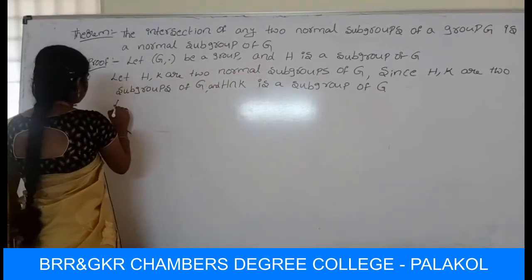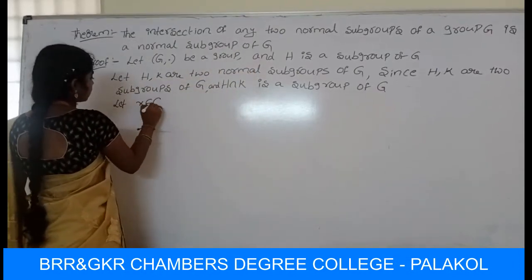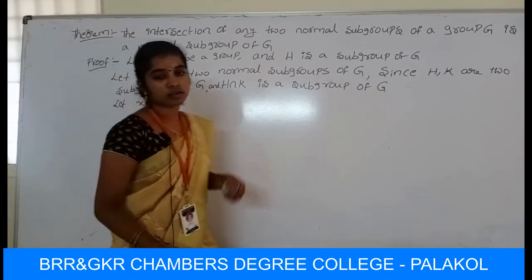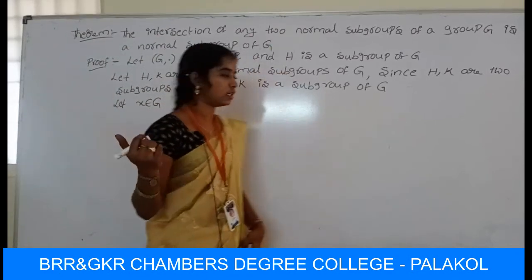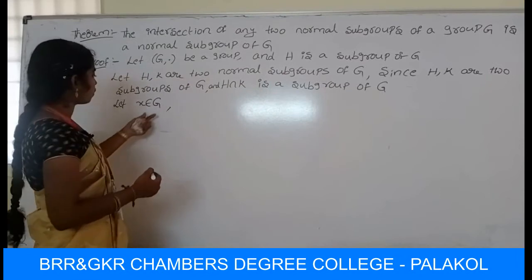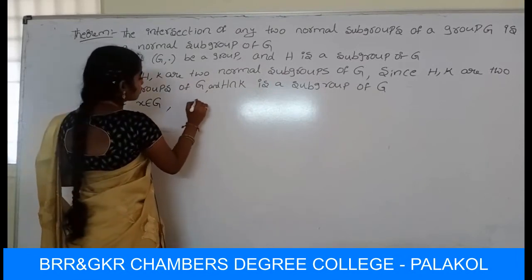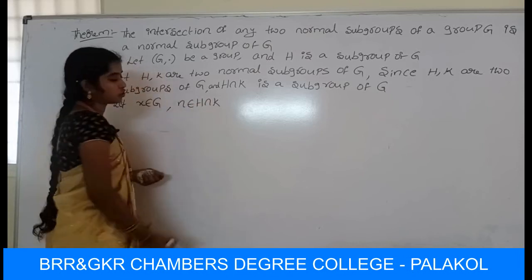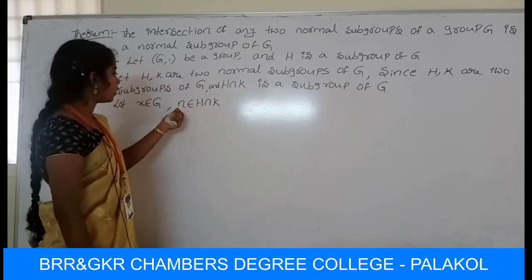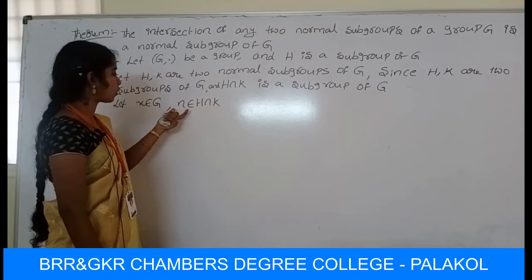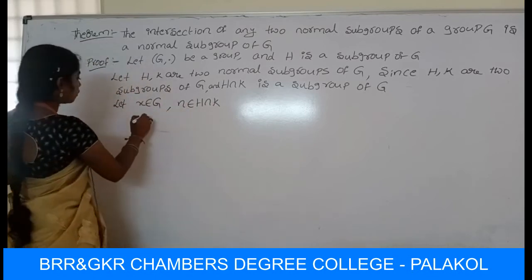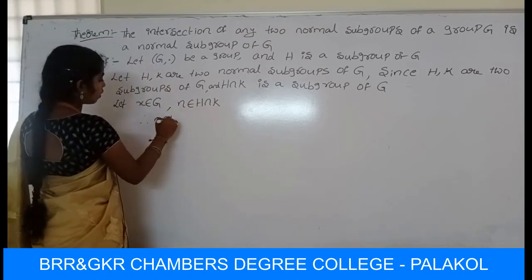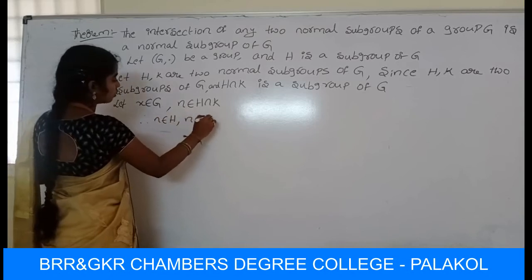Consider an element x belongs to Z. Next, let n belong to H intersection K. So n is a common element in H and K. Therefore, n belongs to H and n belongs to K.